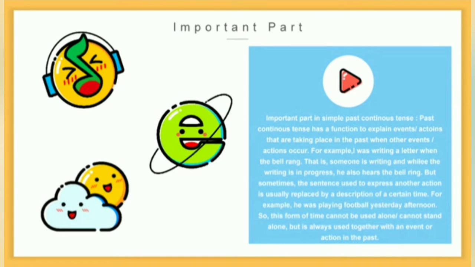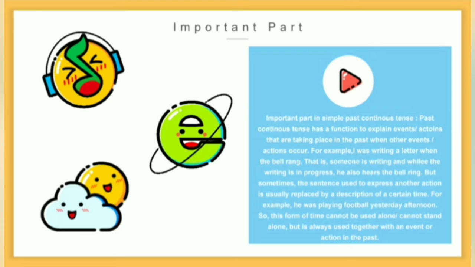Important parts in past continuous tense. Past continuous tense is a form that occurs during an event or action that is taking place in the past when another event or action occurs. For example, I was writing a letter when the bell rang. That is, someone is writing, and while the writing is in progress, they also hear the bell ring.